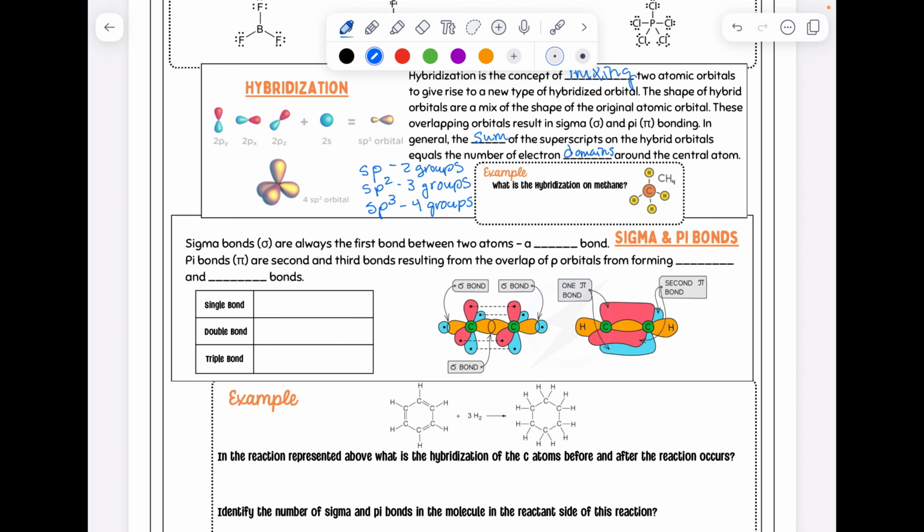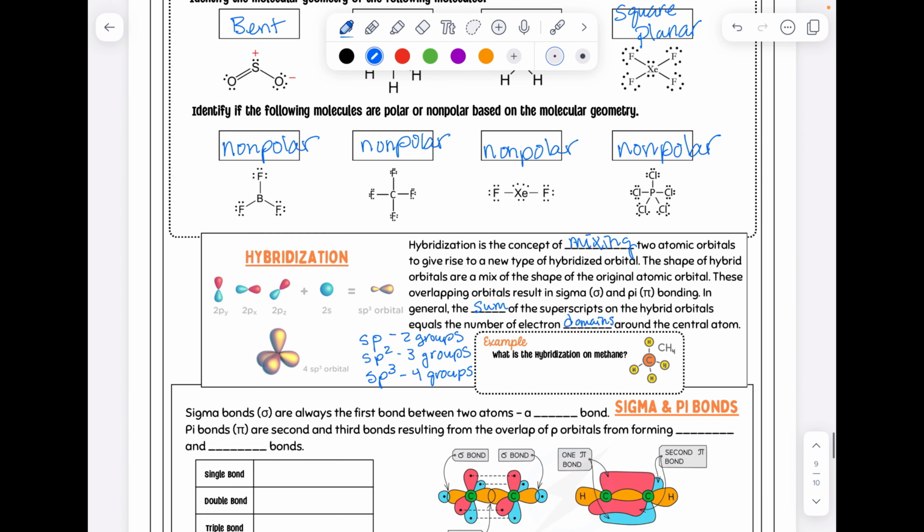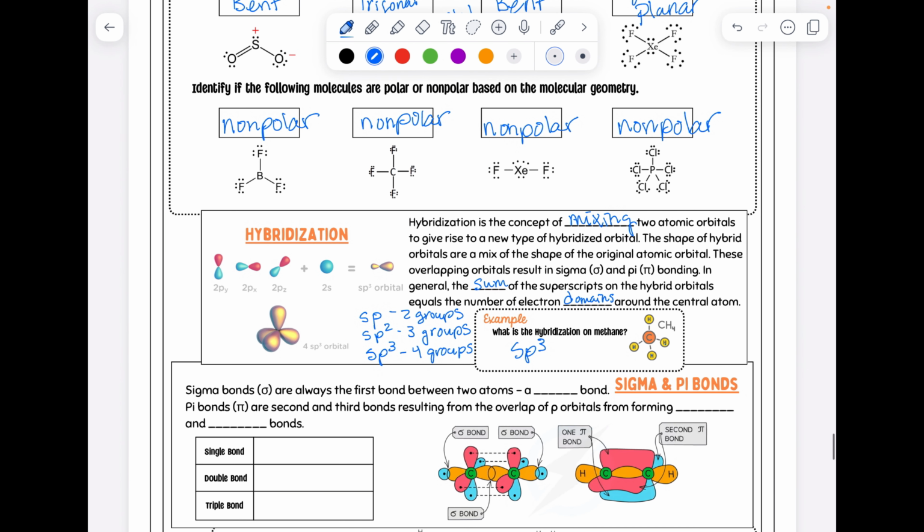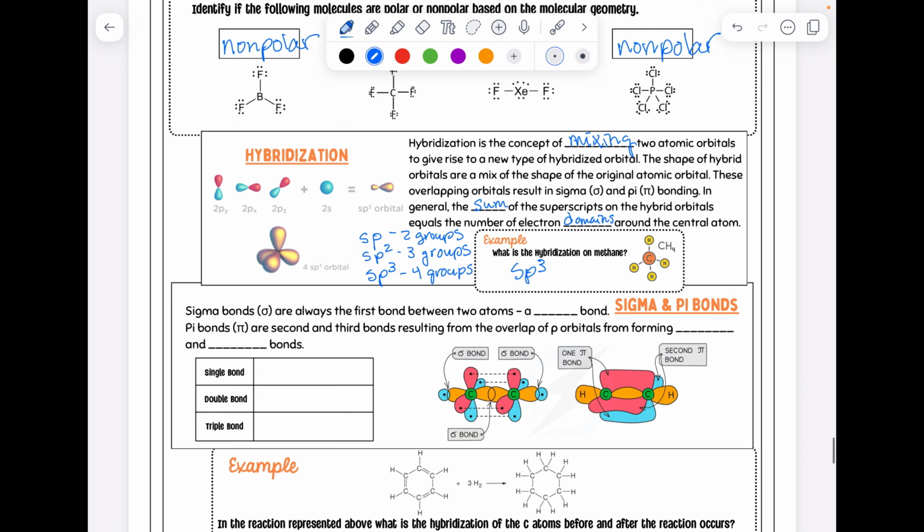Okay, so what is the hybridization on methane? Well, I'm going to look, and there's 1, 2, 3, 4 groups around that central atom. So this is going to be an sp3 hybridization. And again, even if this wasn't here, say this was a lone pair. Again, lone pairs count, 1, 2, 3, 4 groups still attached. That's sp3. Another example is even if this were a double bond, which doesn't make sense, it's still just 4 groups, it's still sp3. Okay, so you're just counting groups attached to that central atom.